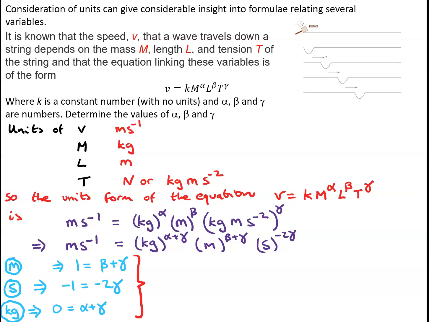Solving this system of equations, we get gamma equals a half, in which case alpha must be equal to minus a half and beta must be equal to plus a half, and that now tells me that the equation for v must be of the form v equals k times m to the minus a half, L to the half, and T to the power half. So we've been able to use our knowledge of units to get the format for a rule, a scientific rule.